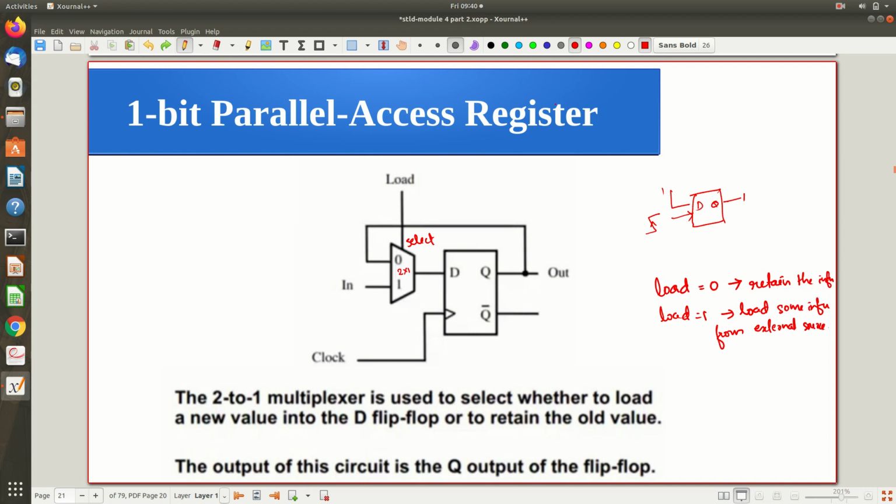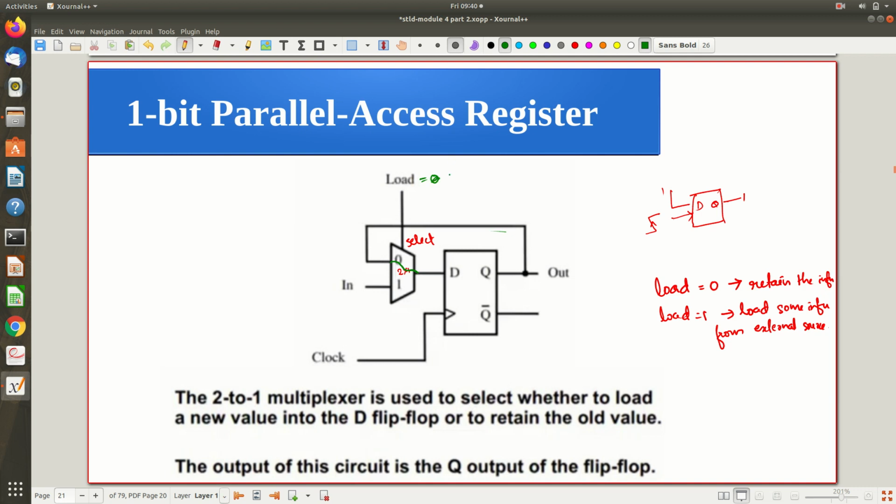So what I was trying to say is, whenever this load is equal to 0, this first input will be taken, and that means this will be coming in the output, right? This kind of a bridging will happen, that is retained. I mean the last information is given as input again, and that will be retained, right? So this is your retain.